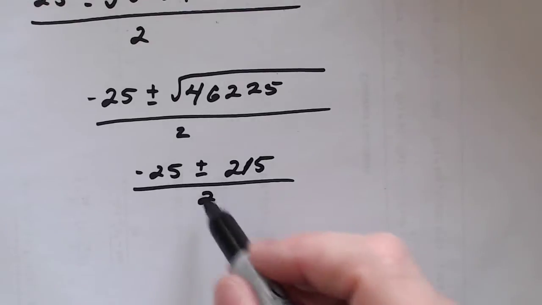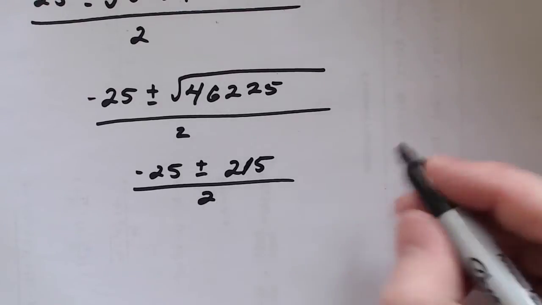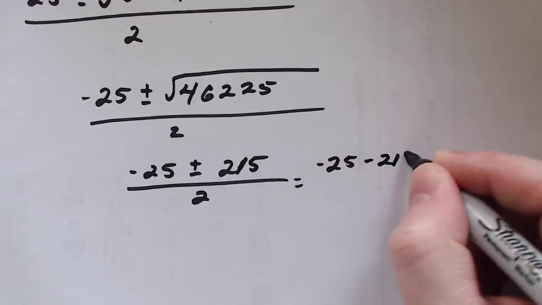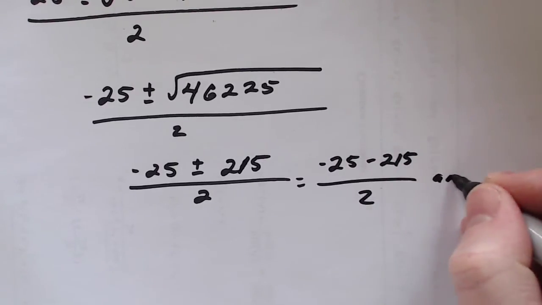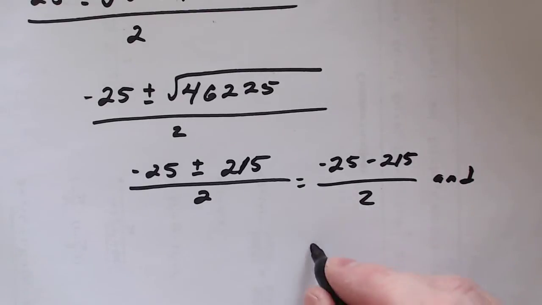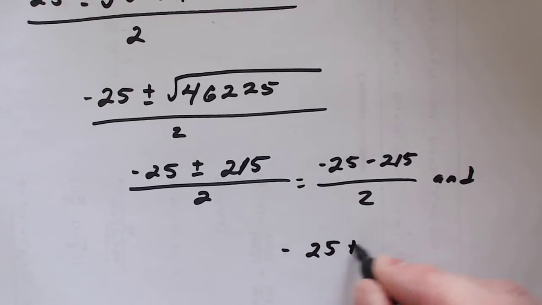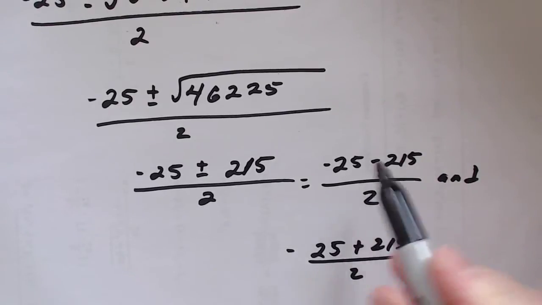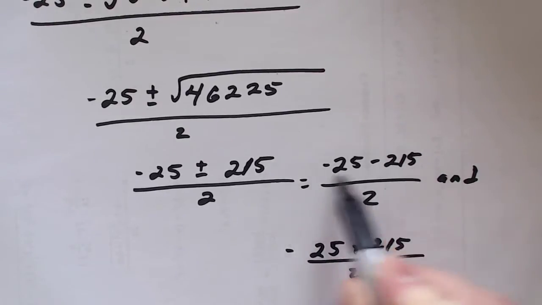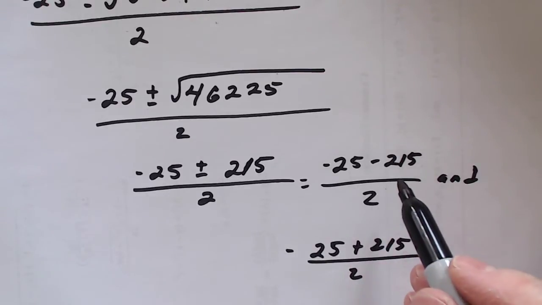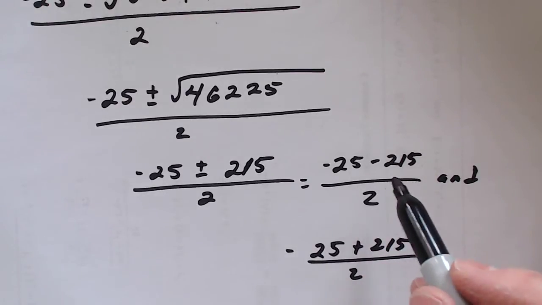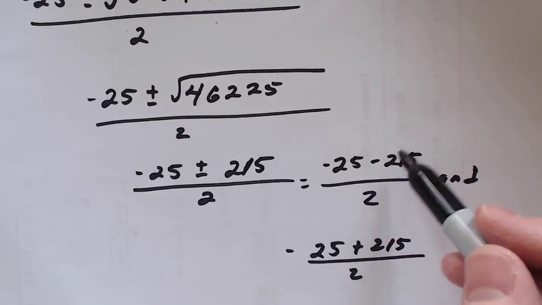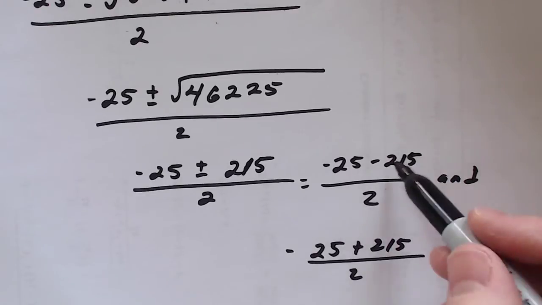Now, there's two answers to this. You go through it with a plus and you go through it with a negative, right? So there's actually two answers in here. Negative 25 minus 215 over 2, and negative 25 plus 215 over 2. This answer doesn't make any sense because I'll have a negative number on top, and you can't have a negative length or a negative width. So I don't have to worry about the negative answer because we're dealing with geometry and actual things in real life.